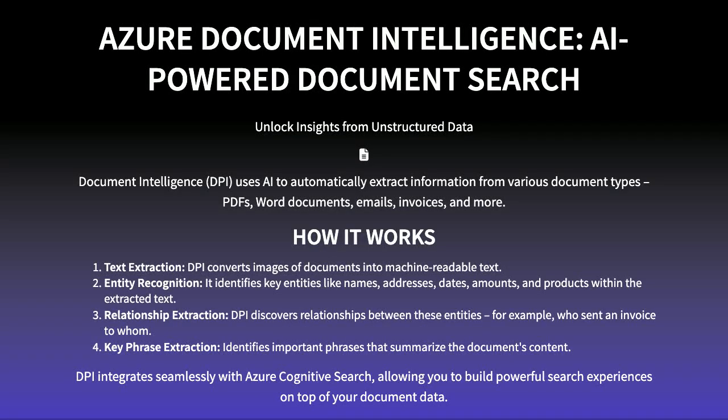Let's talk about how Azure Document Intelligence can revolutionize the way you work with documents. Basically, it's like a super smart assistant that automatically understands what's inside PDF, Word files, and other unstructured formats. It doesn't just see images of text, it actually converts them into readable data. Then it goes through identifying key pieces of information, things like names, addresses, and dates, and even figures out how those elements relate to each other. Finally, it extracts the most important phrases that tell you what a document is about.